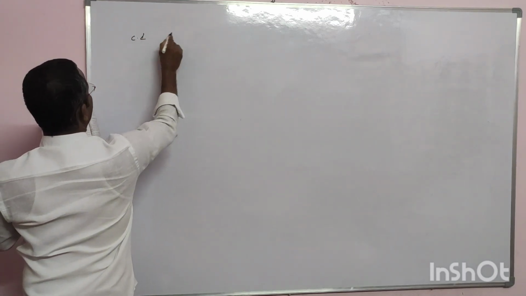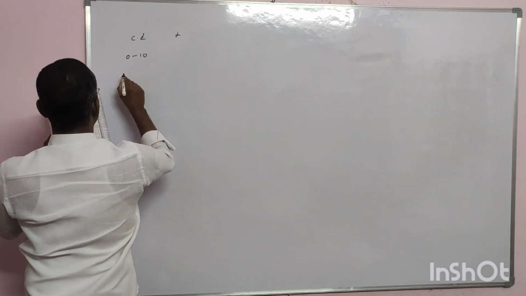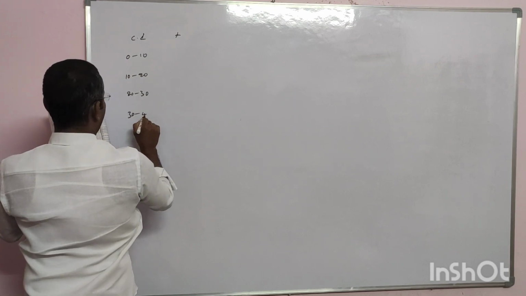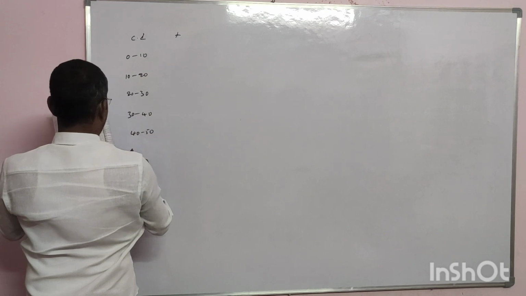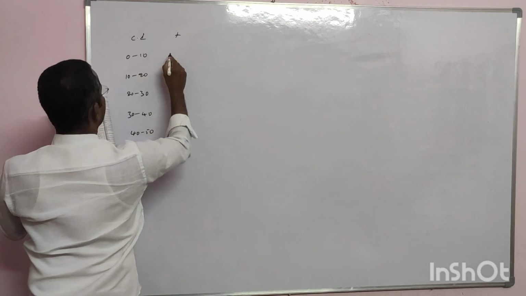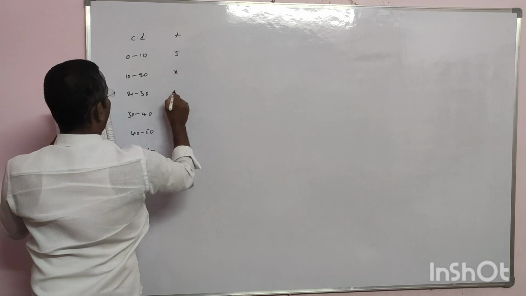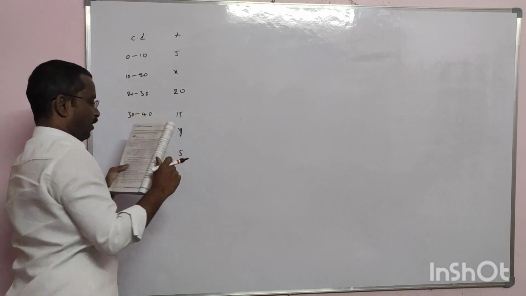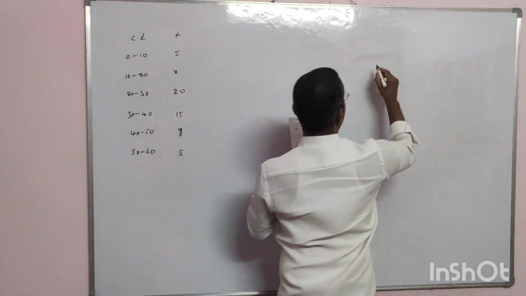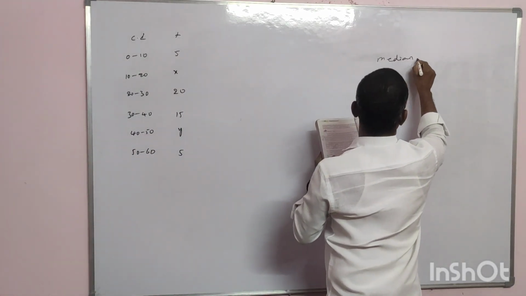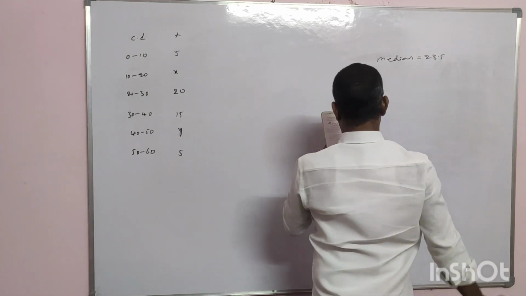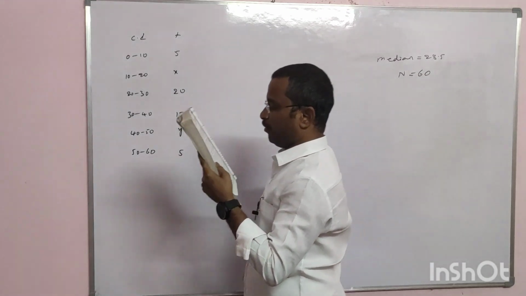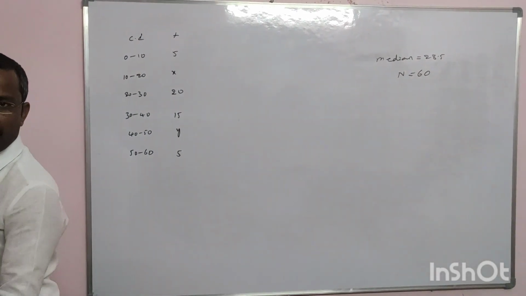See, class interval, frequency: 0 to 10, 10 to 20, 20 to 30, 30 to 40, 40 to 50, 50 to 60; frequencies 5, x, 20, 15, y, 5. And now what is given? The median is equal to 28.5 and n is equal to 16, the total number of observations. This is what he gave you.